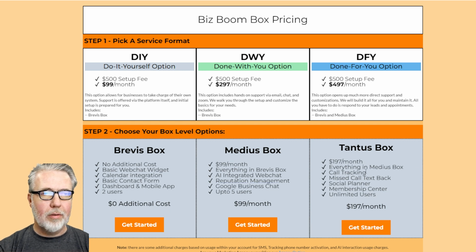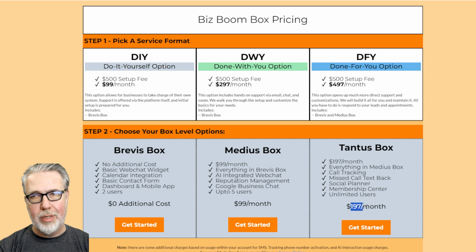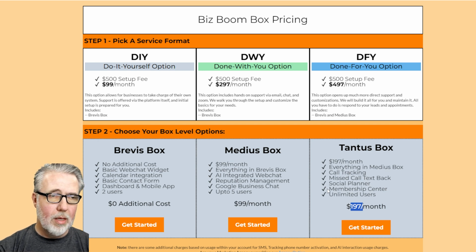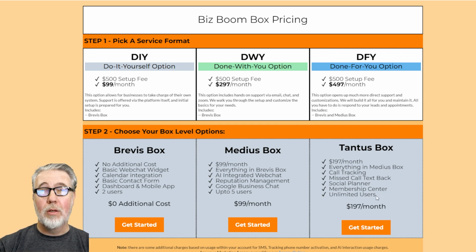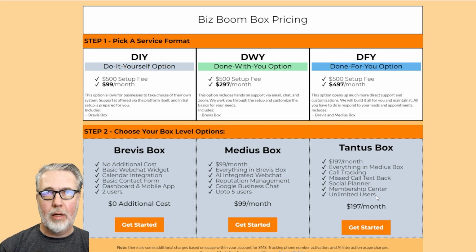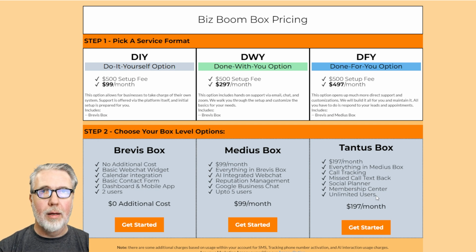And then the Tantus box is $197 per month. So there's not a huge difference in the costs in these different boxes. It gives you everything in the Medius box, plus call tracking, plus missed call text back, plus the social planners, the membership center, and unlimited users. So if you have a team of 20 people, you want them all to be able to access communications. Let's say you're a real estate agent and you're a broker and you have 15 different real estate agents on your team.